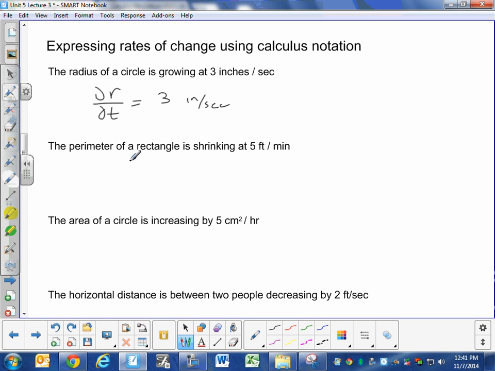The perimeter of a rectangle is shrinking by 5 feet per minute. Well, the change in my perimeter with respect to time is equal to, now since I'm shrinking, my change is negative. Negative 5 feet per minute. Area would be the change in the area, dA/dt.